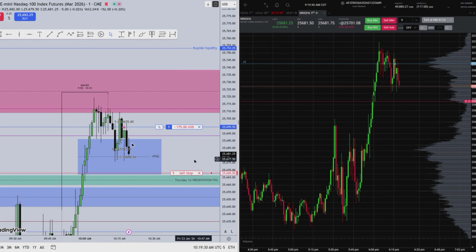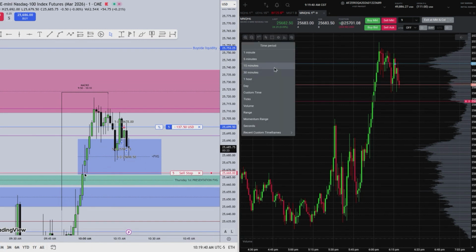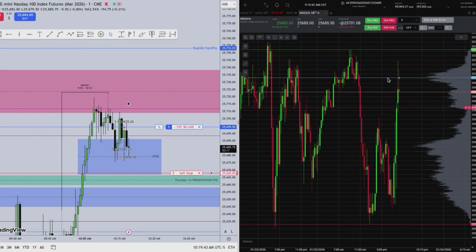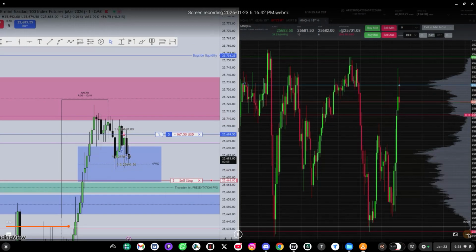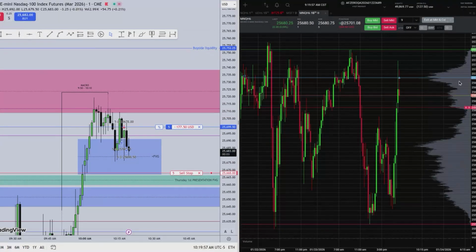We have that entry of a 3-minute fair value gap, which is this. We have Thursday's first presentation fair value gap inversed, market retraced into this, then pushed higher. So I'm expecting the market to go above this and take out this buy side at these equal highs right there, and I'm expecting a continuation further after that. So let's speed this up a little bit.